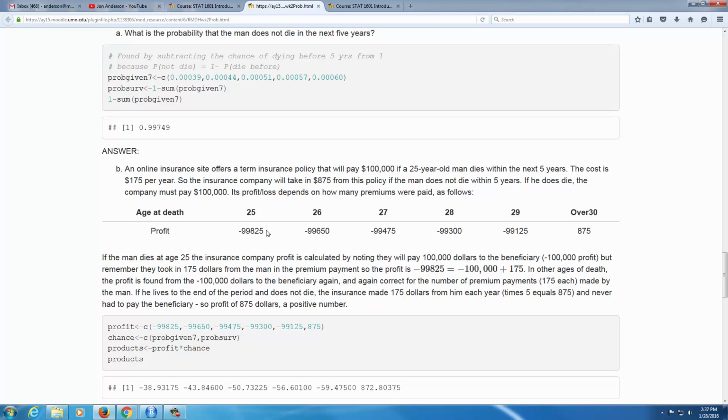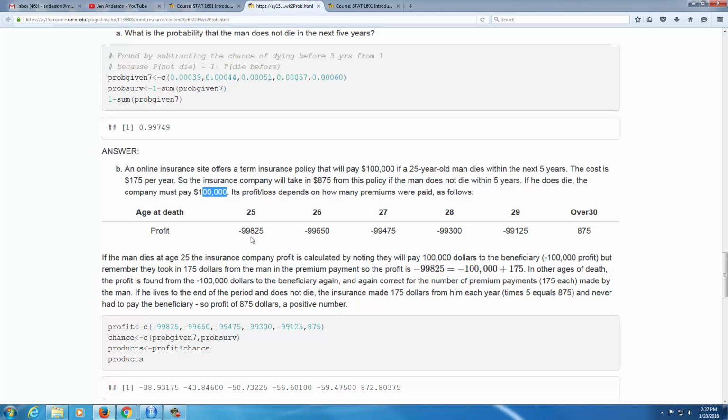It comes from the fact that if the person dies, the insurance company has to pay out $100,000. So that's the negative $100,000 part of this number. But remember that because it's life insurance, the person had to pay a premium of $175. So if you take a negative $100,000 and add a positive $175 to it, you get a negative $99,825 profit. In other words, they lose this much money on that outcome.